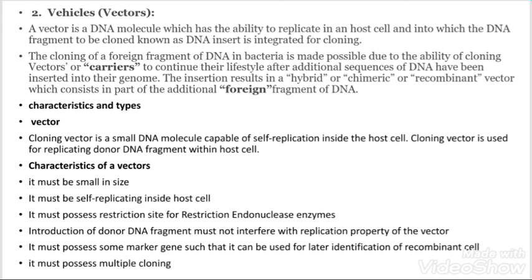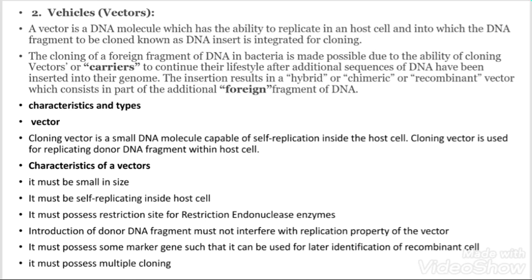Characteristics and types of the vector. The cloning vector is a small DNA molecule capable of self-replication inside the host cell. A cloning vector is used for replicating a donor DNA fragment within the host cell. The characteristics of vectors: it must be small in size, and it must be self-replicating inside the host cell.